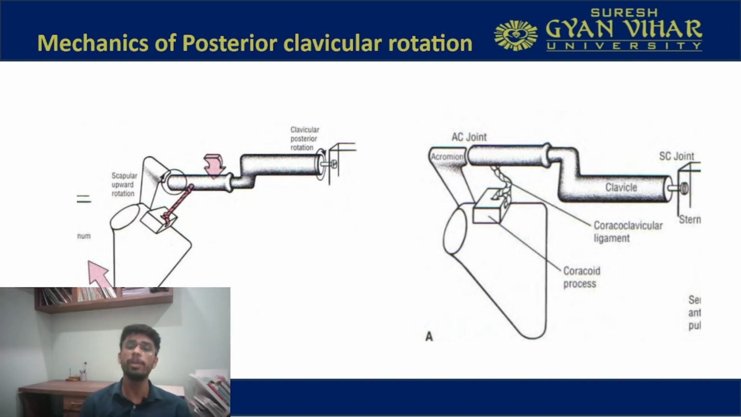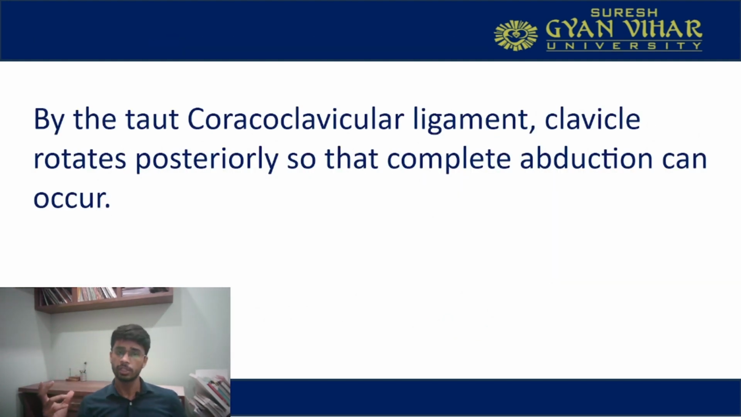This is happening because the clavicle posterior rotation is present over here, which results from this taut coracoclavicular ligament. So this is the reason why the coracoclavicular ligament induces the posterior rotation of the clavicle. If this posterior clavicle rotation were not present in the joint, then you would never be able to complete the full range of abduction. In order to complete the full range of abduction, you need to have this posterior clavicular rotation. By the taut coracoclavicular ligament, the clavicle rotates posteriorly so that complete abduction can occur.